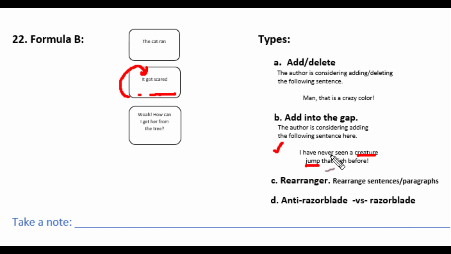Now what we have to do is make sure that this sentence here, I've never seen a creature jump that high before, does that transition and somehow link these two paragraphs together? Let's read the next topic sentence. Whoa! How can I get her from the tree? So her, does that link you to it?